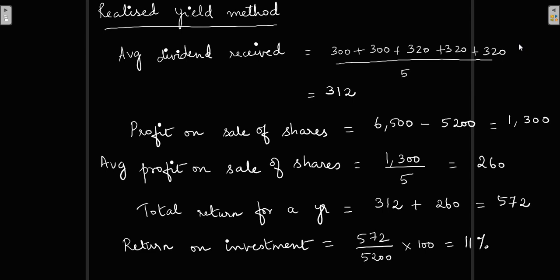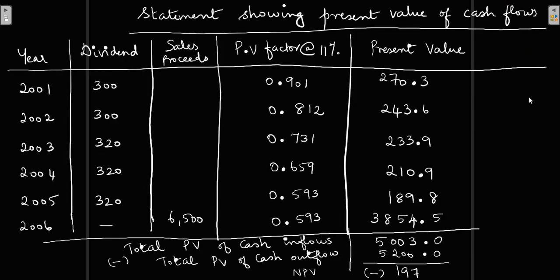So the total return for the year is average dividend plus average profit. So the total return for a year is 572. To find the return on investment, you divide the total return for a year by the purchase price. So the return on investment is 11%. Since we got 11% as our return on investment, we will start with 11%. Our present value factor will start at 11%.